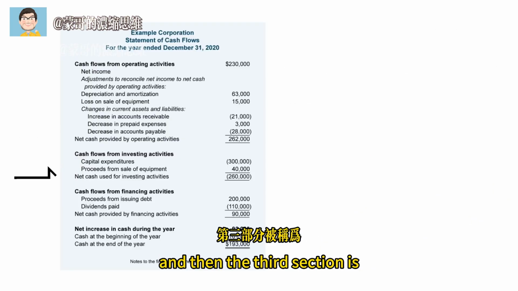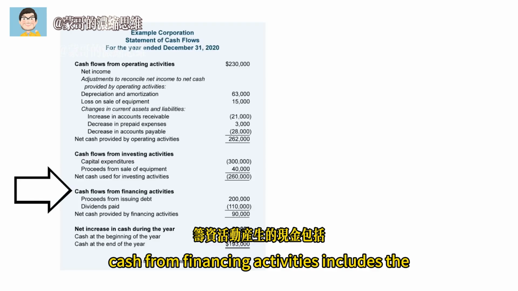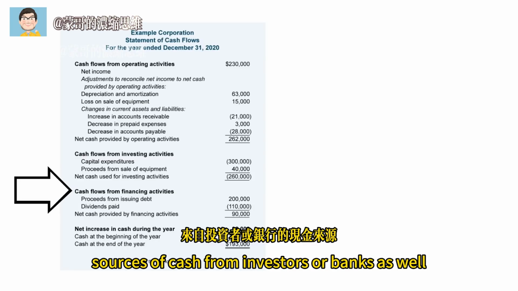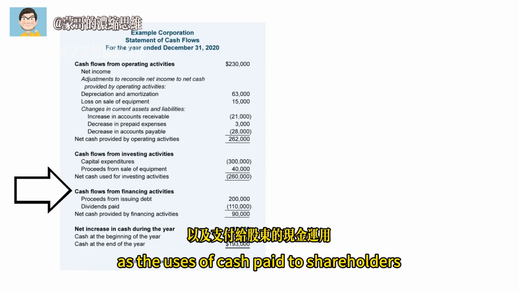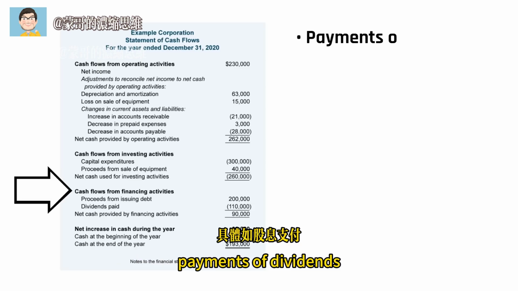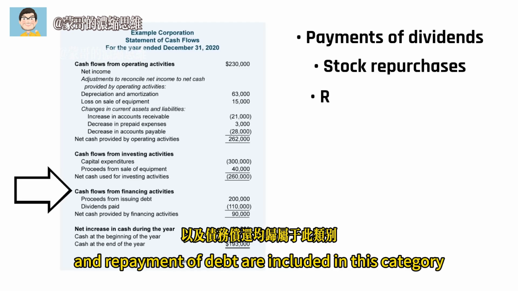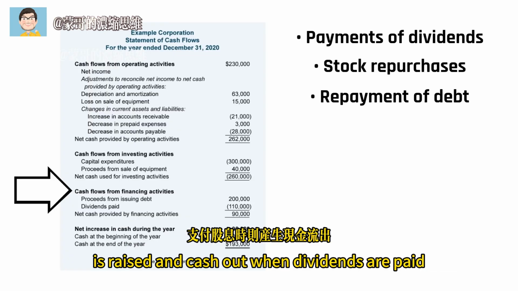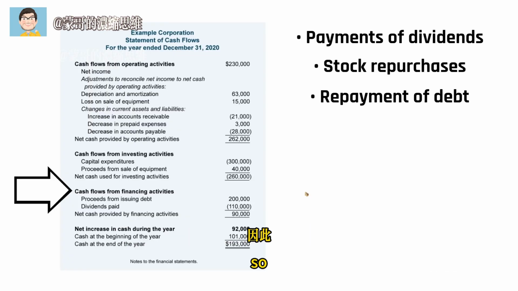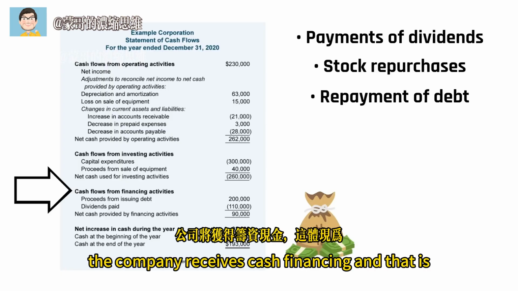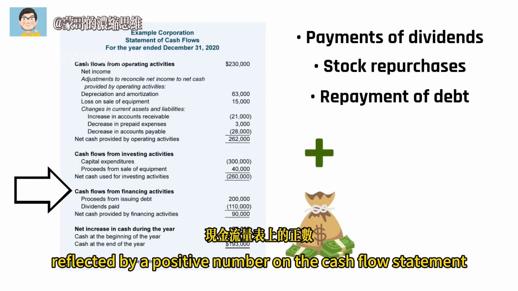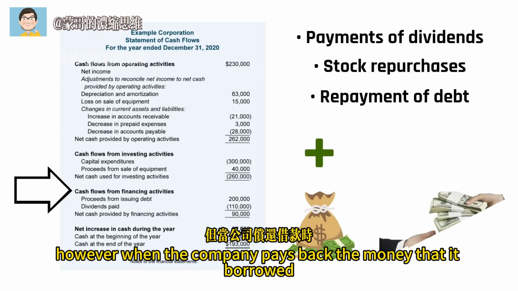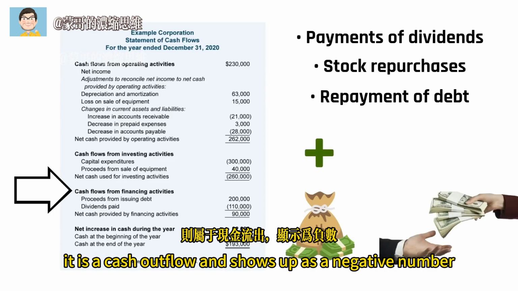And then the third section is referred to as financing activities. Cash from financing activities includes the sources of cash from investors or banks, as well as the uses of cash paid to shareholders. Payments of dividends, payments for stock repurchases, and repayment of debt are included in this category. Changes in cash from financing are cash in when capital is raised and cash out when dividends are paid. So, if a company issues a bond to the public, the company receives cash financing, and that is reflected by a positive number on the cash flow statement. However, when the company pays back the money that it borrowed, it is a cash outflow and shows up as a negative number.